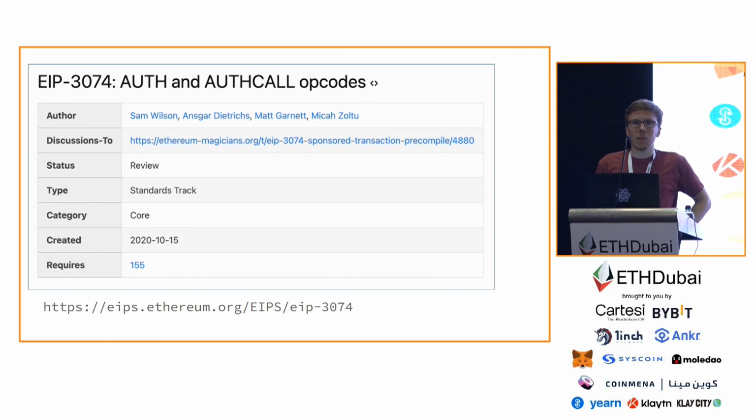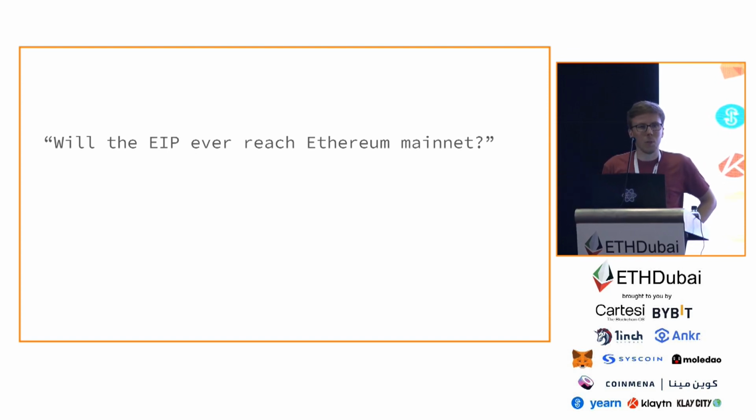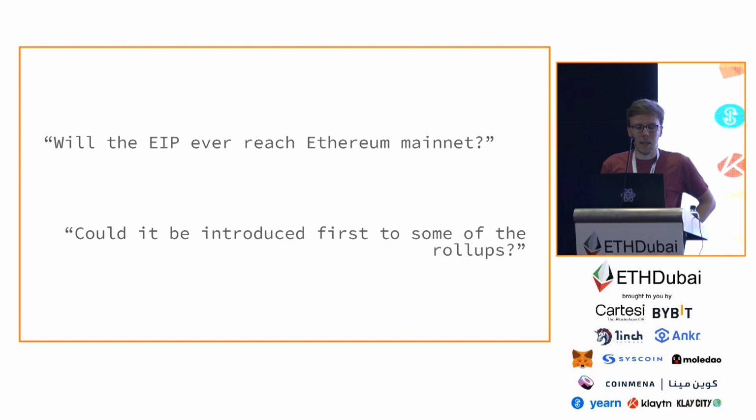But more recently, people have been coming up to us and asking things like, will the EIP ever reach the Ethereum mainnet? We've been talking about it for over a year now. Can we expect this to actually become reality? And then also, and that was the most interesting question to me, in the last few months, people have started asking, could it maybe be introduced to one of these rollups first and then maybe later on come to Ethereum itself?